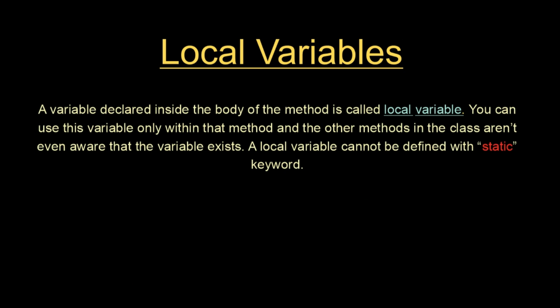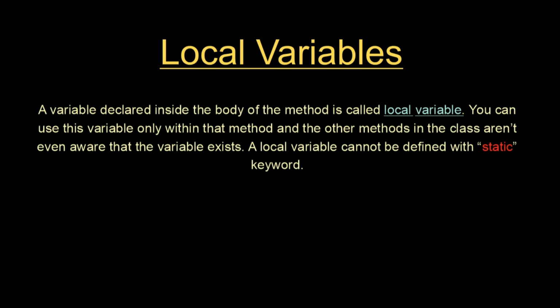So a variable declared inside of the body of a method is called a local variable. Please just understand the theory part of it. We're going to get into Eclipse in a little bit to explain all these things so you can understand them better.